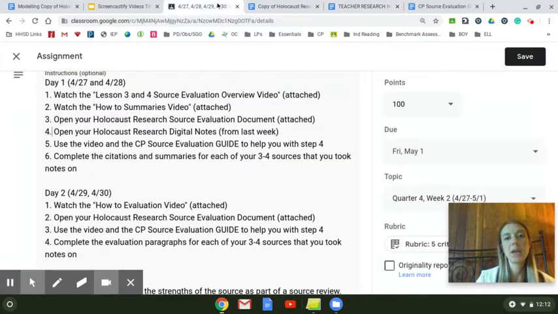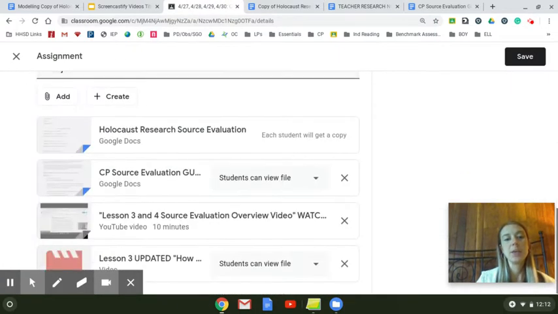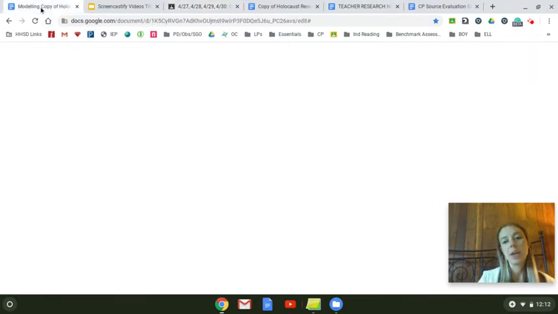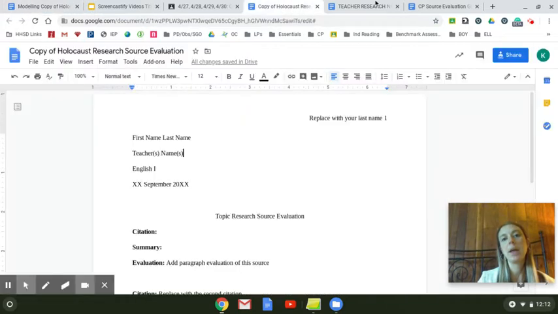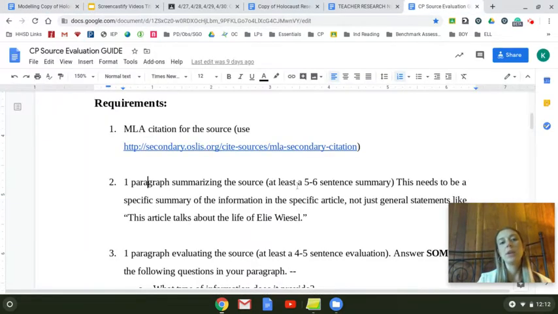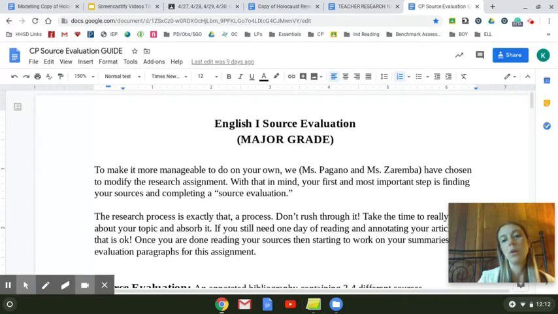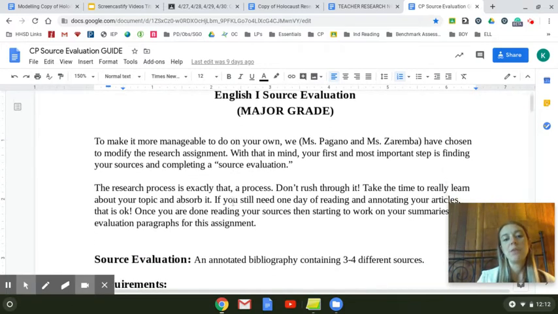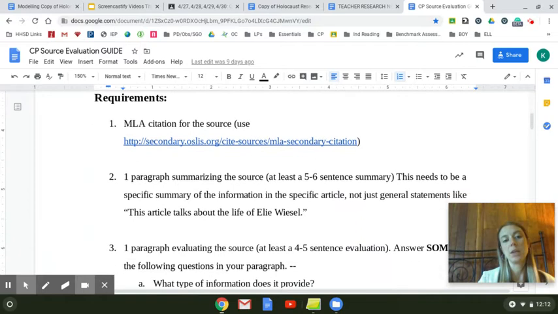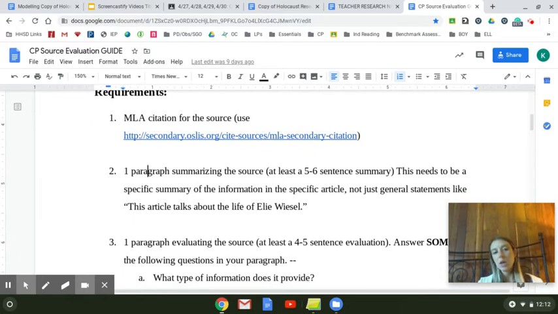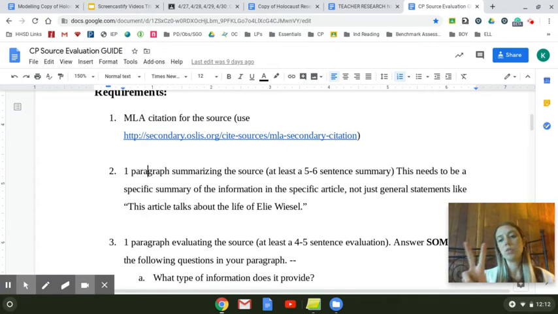Now, attached to this assignment is also the CP Source Evaluation Guide. And my example will also be attached, so you can also see my example, but the CP Source Evaluation Guide really gives you the overview. And this tells you that for each source, you have to have 3 things. You need to have the citation for the source, you need to have 1 paragraph summarizing the source, and you need to have 1 paragraph evaluating the source. This video is just about the first 2 parts. For the third part, you should look at the video called Lesson 4.